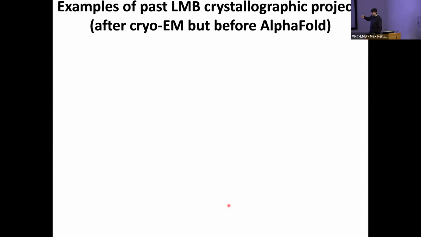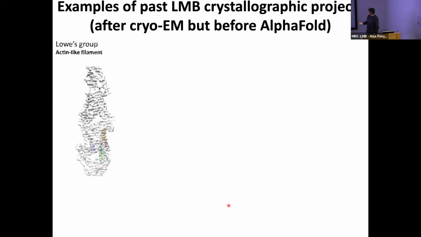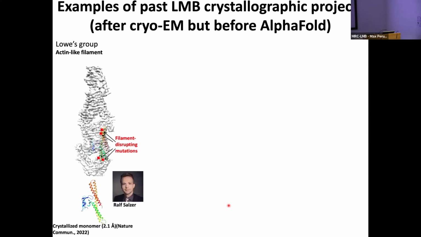But things have changed a bit now that AlphaFold has arrived. Before AlphaFold, this was a problem, for example, from Jan's group. They were solving this filament, but the resolution was too low. They couldn't really find the tryptophan, so they couldn't find the registry of the residues. So we disrupted the filament, made some mutation here, and crystallized just the monomer. We solved it at very high resolution, like 2 angstrom, put all the residues in, and then it was easy for them to put them back into the maps. Now, these days, you would probably do this with AlphaFold. Sometimes it works, sometimes it doesn't.